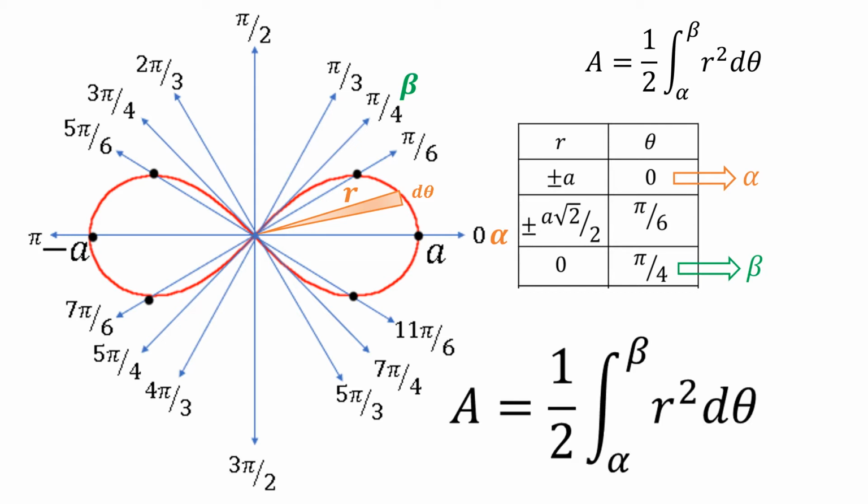So from the formula, replacing alpha with 0 and beta with pi over 4, this is just the area of a part of the lemniscate. There are 4 equivalent and similar areas in the lemniscate. That is why we have to multiply this by 4. Why 4? Because we have 4 equal areas in the lemniscate with the limits from 0 to pi over 4. We have 4 areas: area 1, area 2, area 3, and area 4.